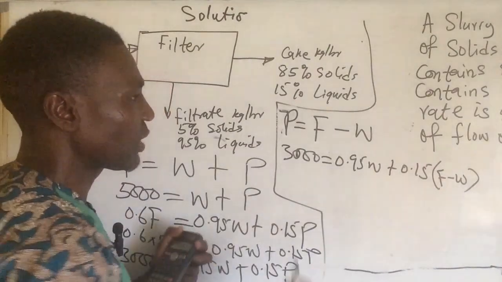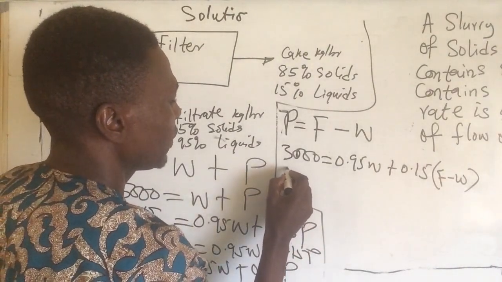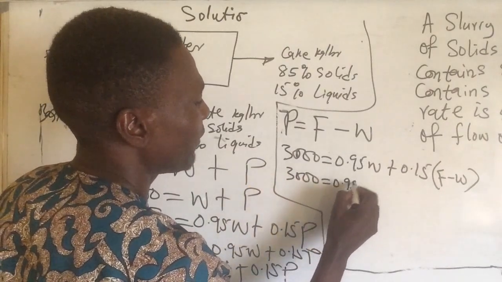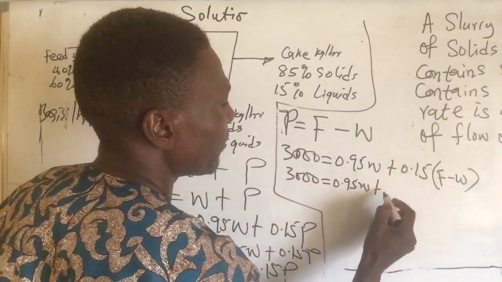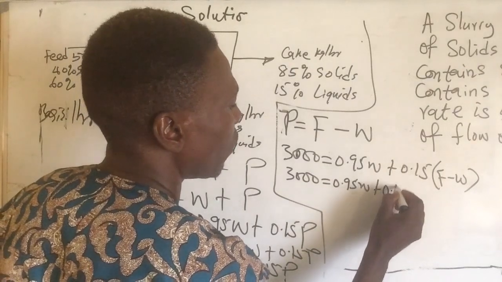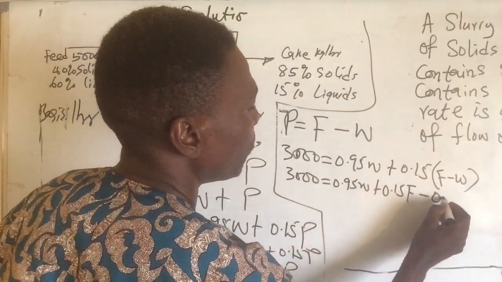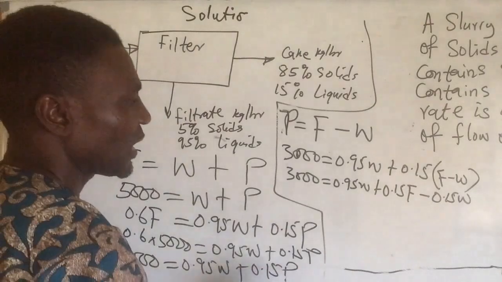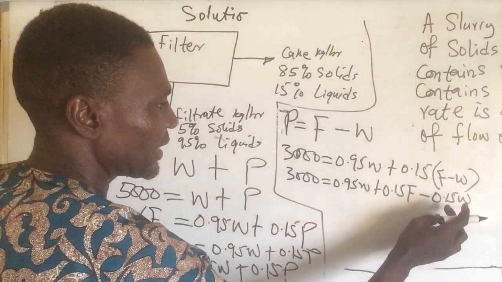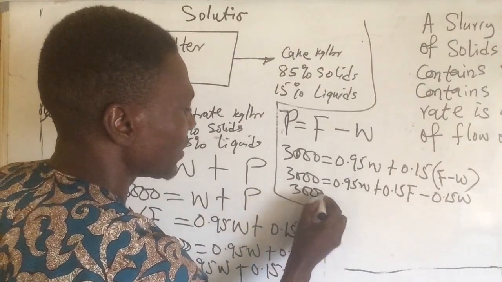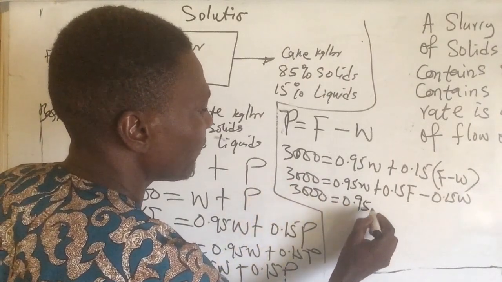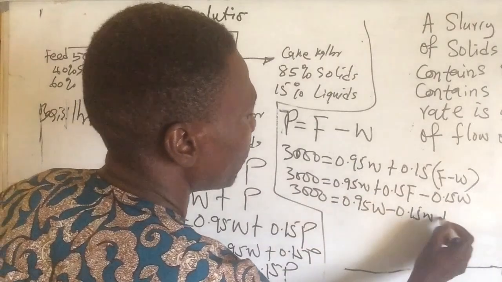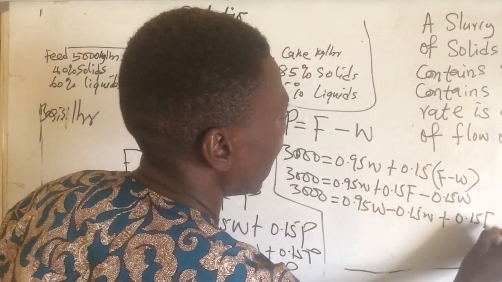I will now open the bracket. 3,000 equals 0.95 W plus, if you open the bracket, what you have now is 0.15 F minus 0.15 W. Now collecting like terms, I have 3,000 equals 0.95 W, this one will come here, minus 0.15 W plus 0.15 F.